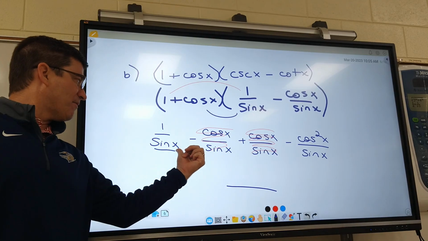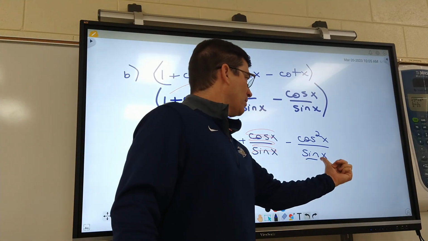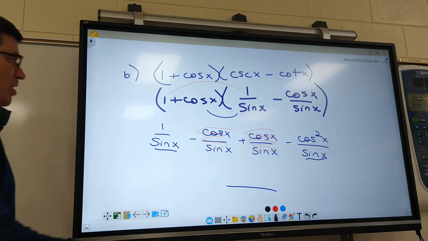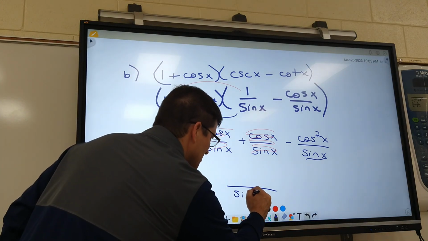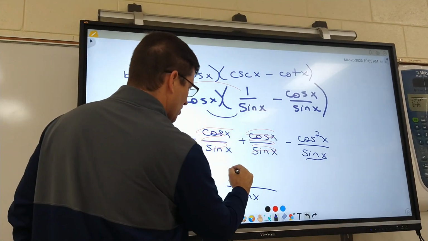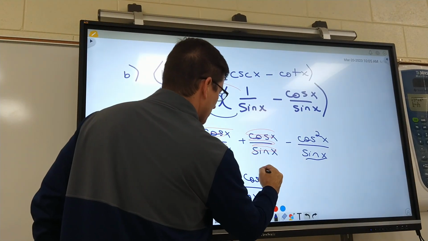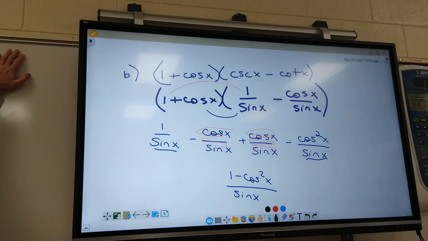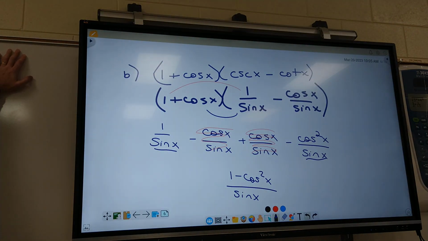Now, we got lucky. These already have the same thing on the bottom, don't they? So we don't have to go through all the common denominator steps. All we have to do is bring down sine x on the bottom and combine the top. 1 minus cosine squared. All right, we got one more step and we'll be done. All right, everybody good how it went from here to here?